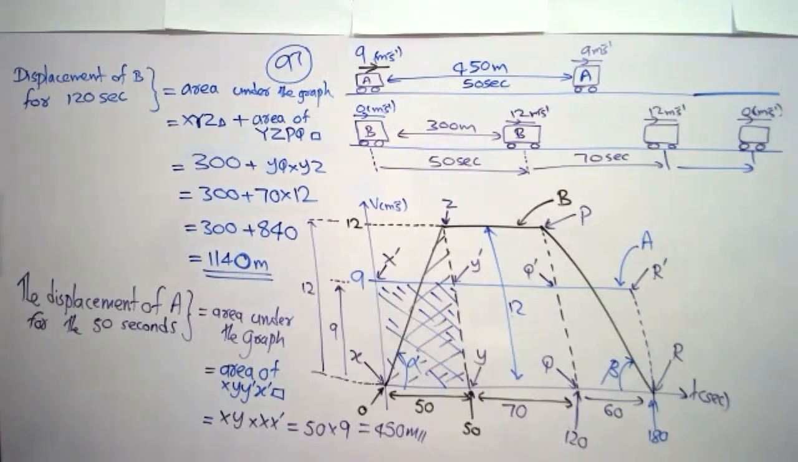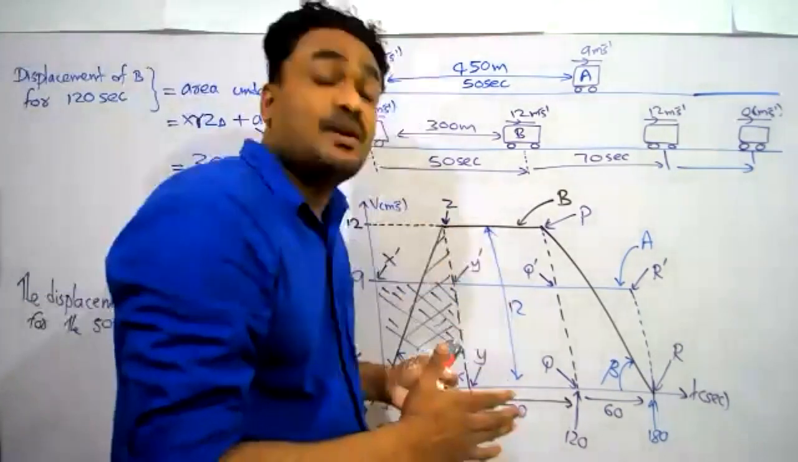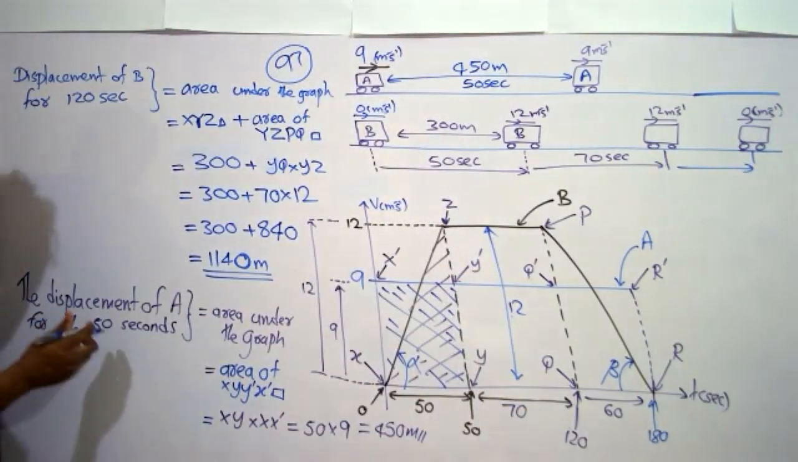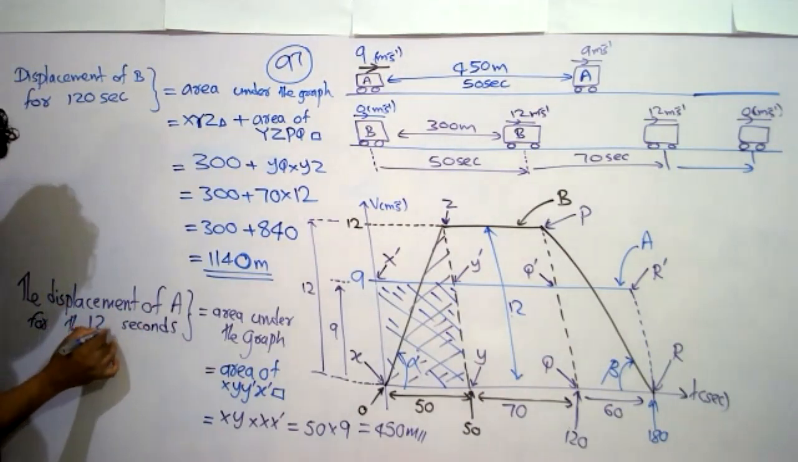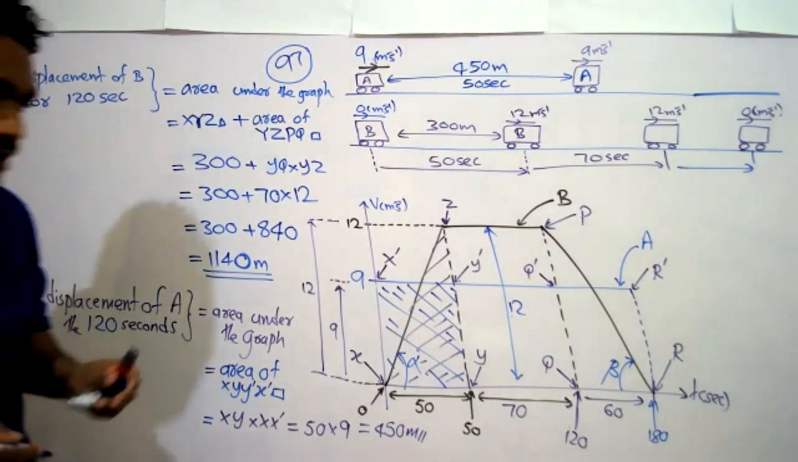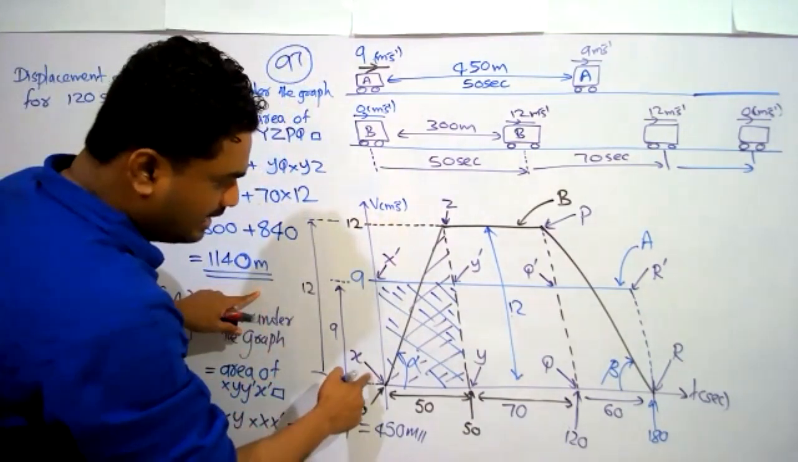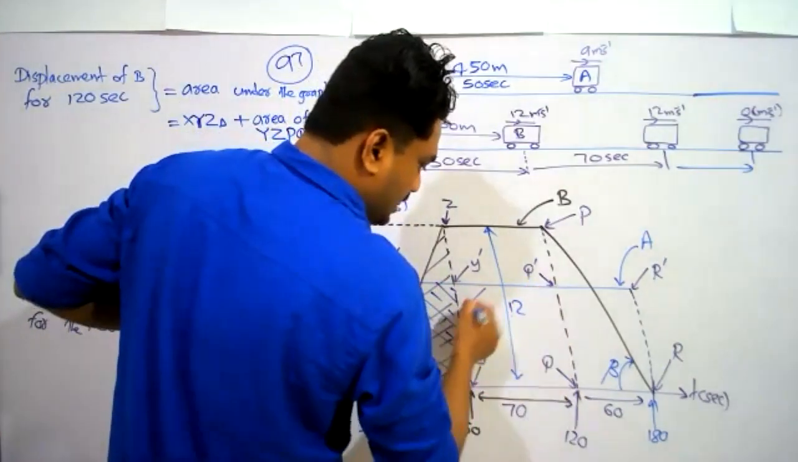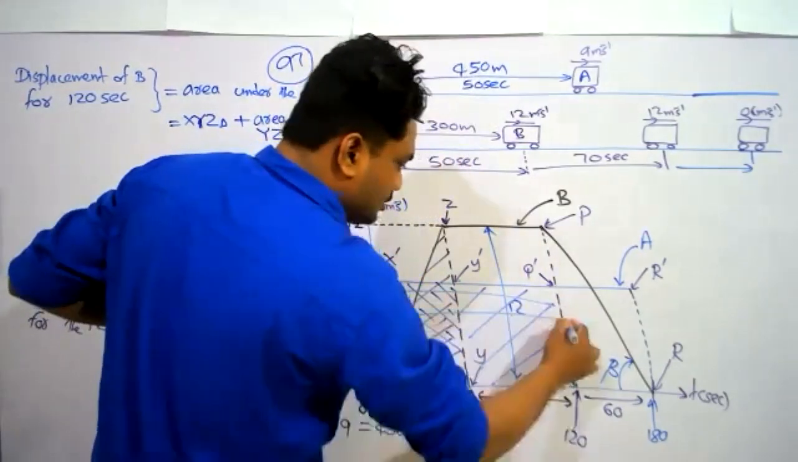Right, now your turn. Please do the same thing for vehicle B. Sorry, vehicle A. Do the same thing. What do you want to do? The displacement of A for 120 seconds. That is the area of XX'Q'Q. The entire area. This total area.